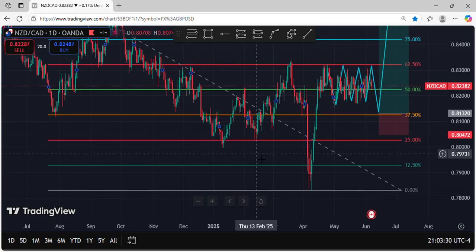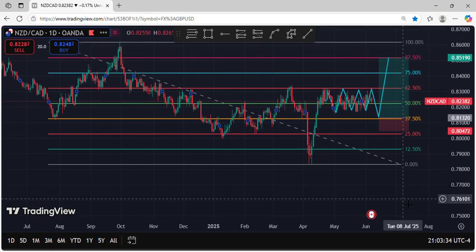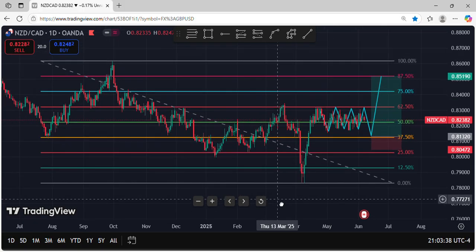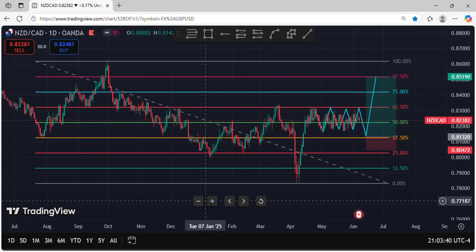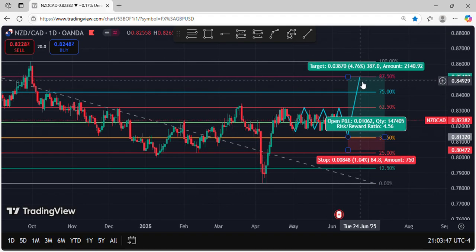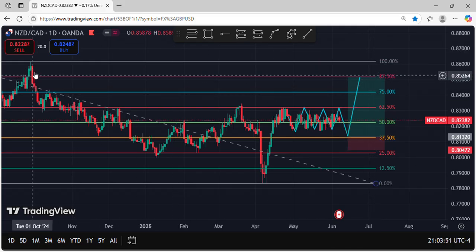Okay, so now in the daily, this is what I was saying. This is accumulation, manipulation, and distribution with DRT, simple and straightforward. And then look at where we are seeking to take our profit at the 87.5 level, where what sits there? A fair value gap and an order block.